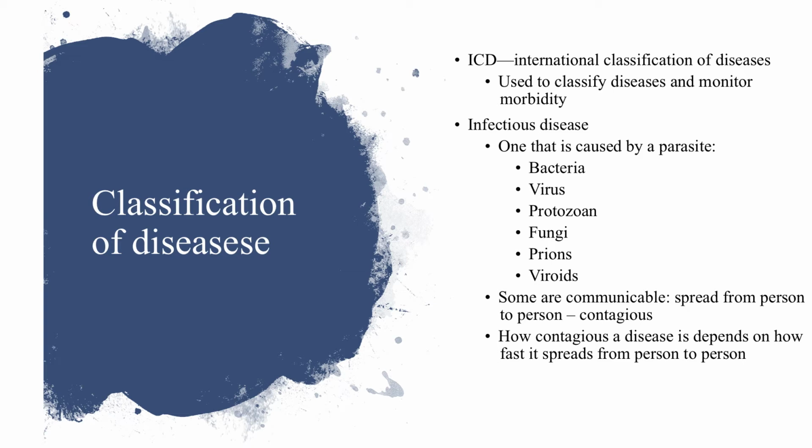Some are communicable. That means they spread from person to person. They're contagious. That's the word we use to refer to something that can be transmitted from one person to the next. How contagious a disease is depends on how fast it spreads from person to person. And in the news the last few days, last few weeks, there has been talk about a new variant of COVID, and we'll talk about that, which is more contagious. It spreads faster. They're trying to find out why.